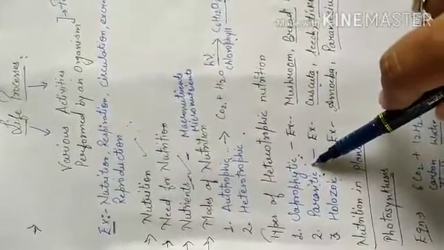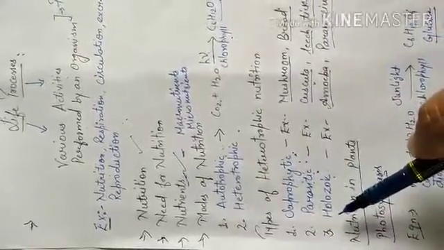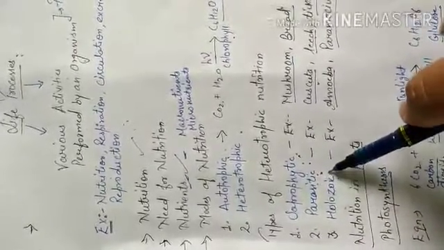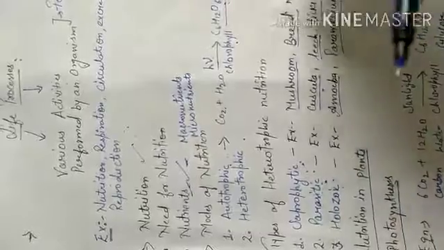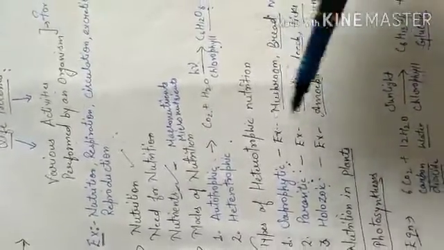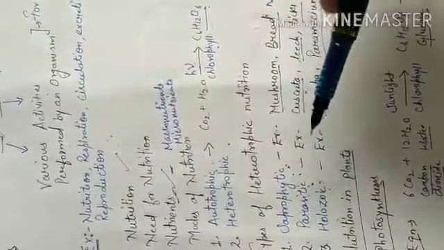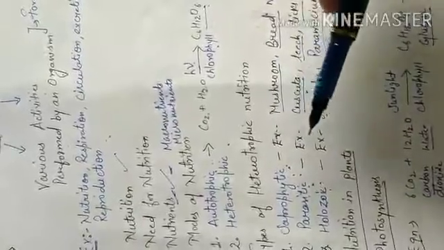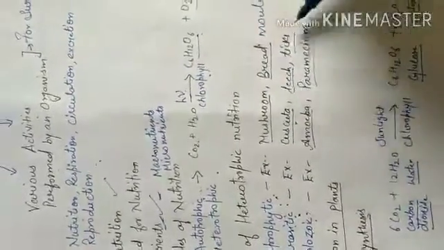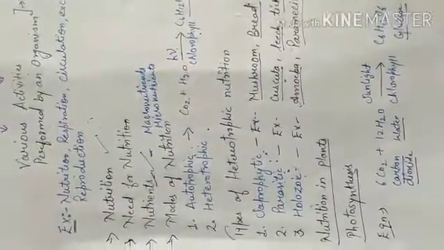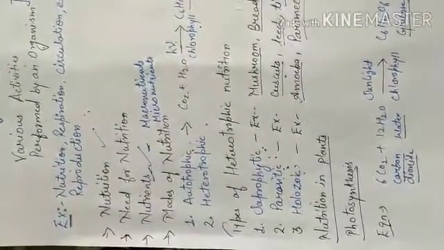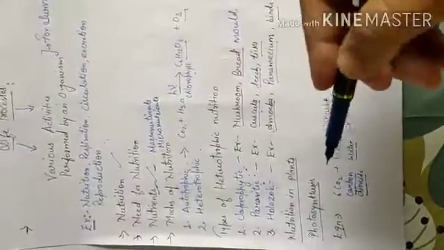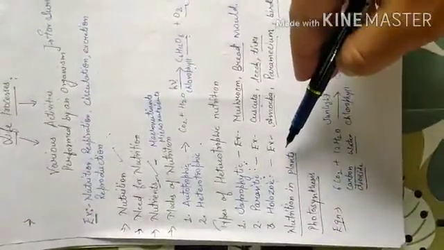Now we can talk about the third, that is the holozoic type of nutrition. It is a type of nutrition in which organisms take food directly and then digest and absorb it. For example, amoeba, paramecium, birds, humans, etc. are all examples of the heterotrophic mode of nutrition. Our next topic is nutrition in plants.